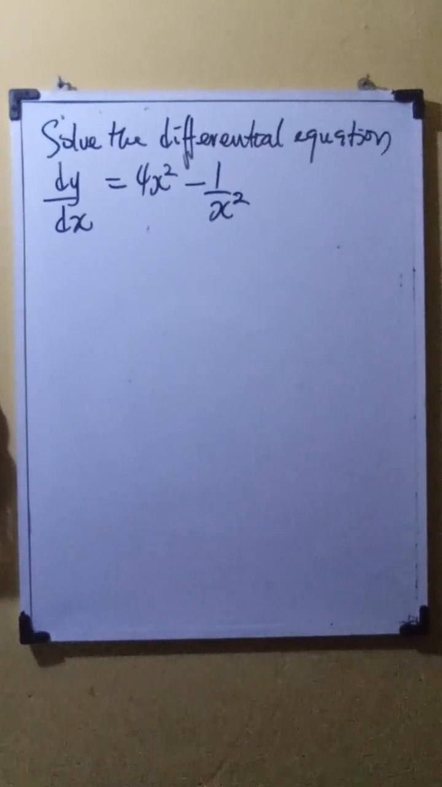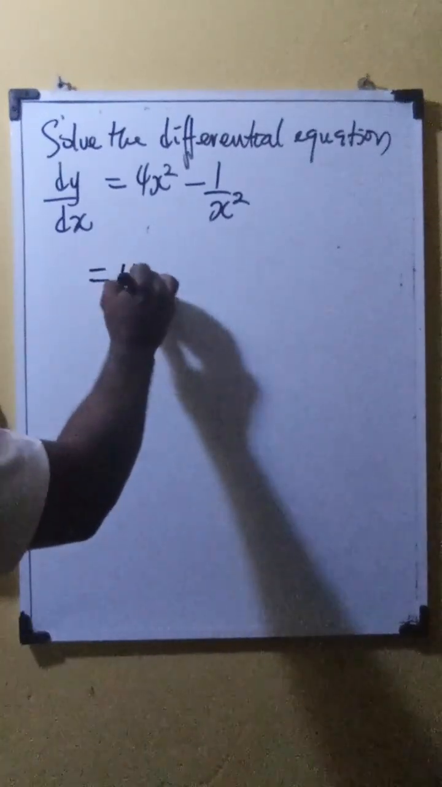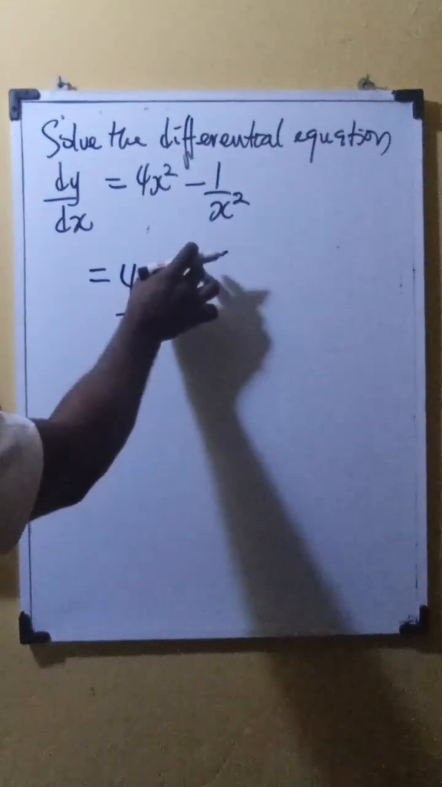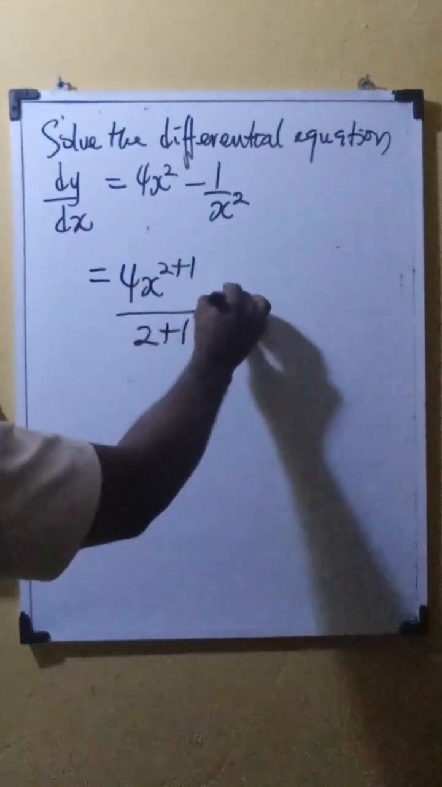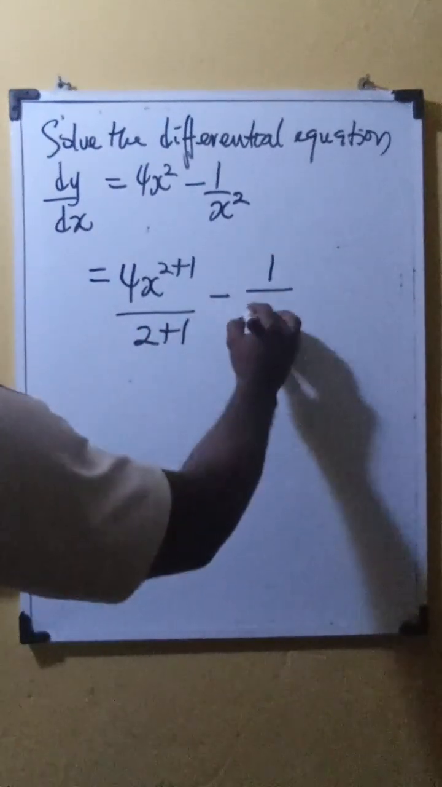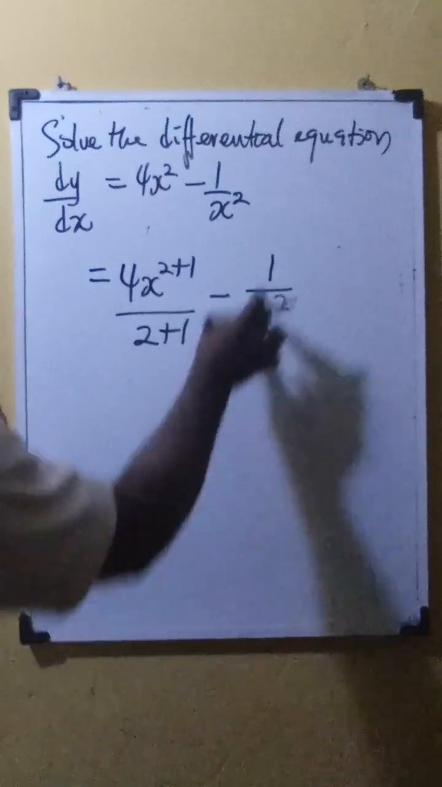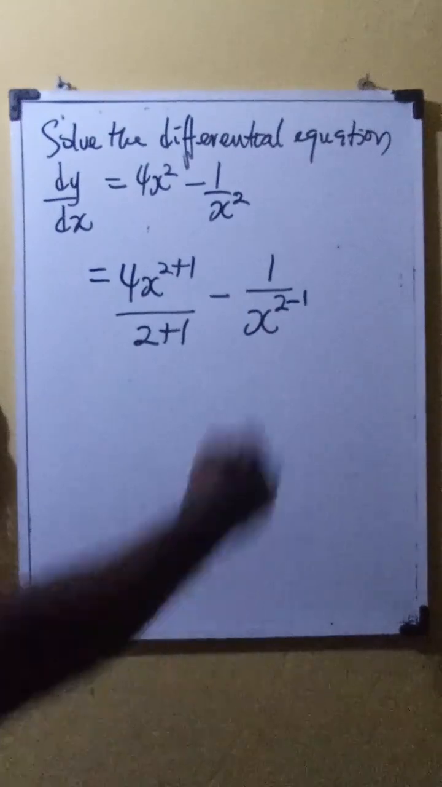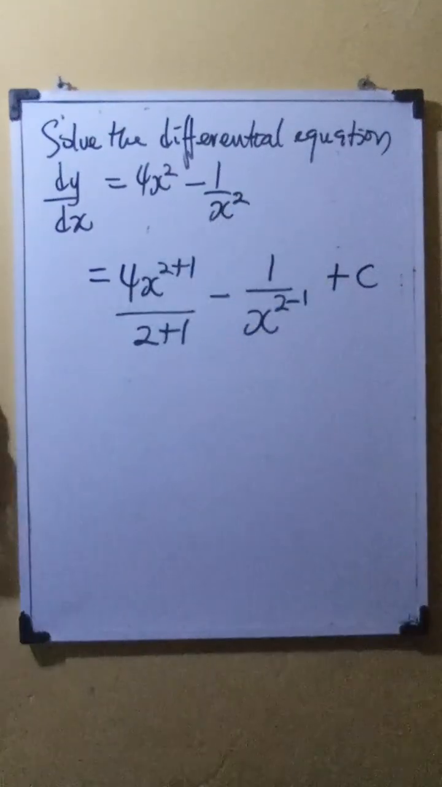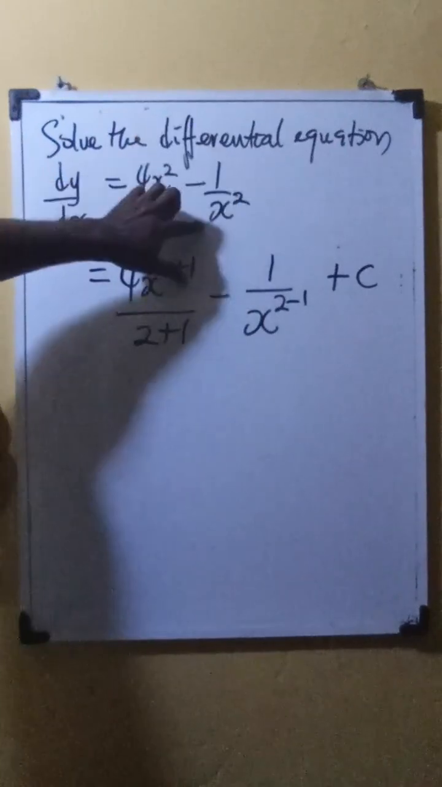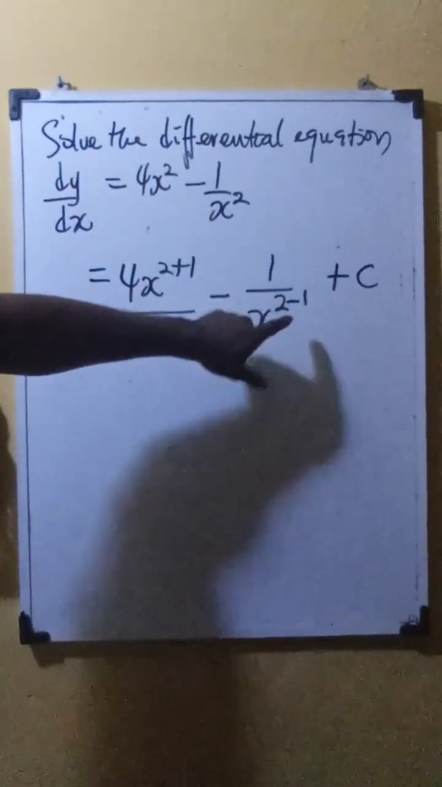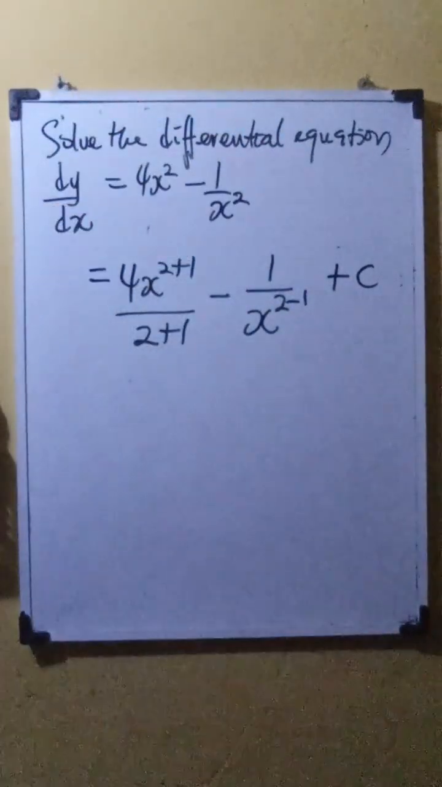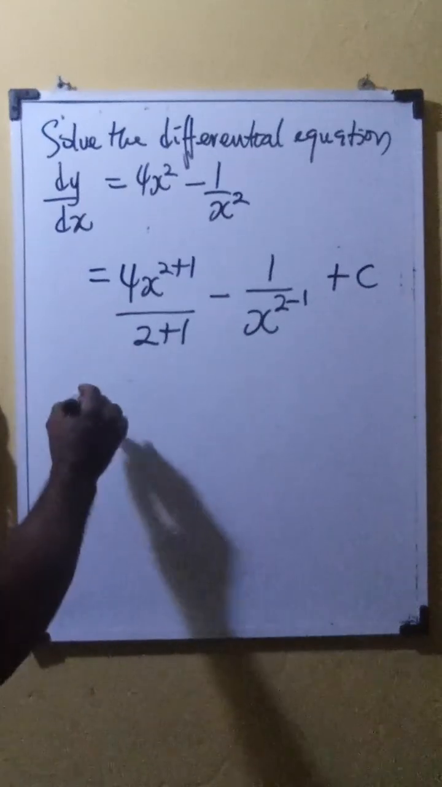What you will do is this is going to be 4x to the power 2 plus 1, divided by 2 plus 1, minus 1 over x squared, this time is an inverse of it. So you are going to say minus 1. Did you see that? Plus c. Whatever the power the part 1 over is raised to, you subtract from 1, unlike the other case, where you add 1 to it. So it's a very short way, straight. You don't need to do too much.